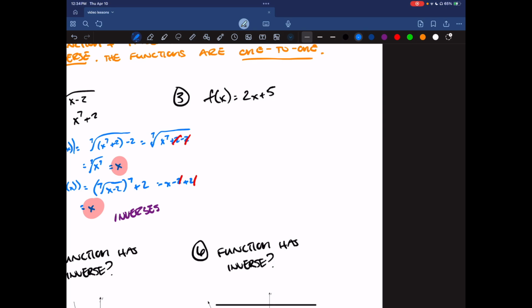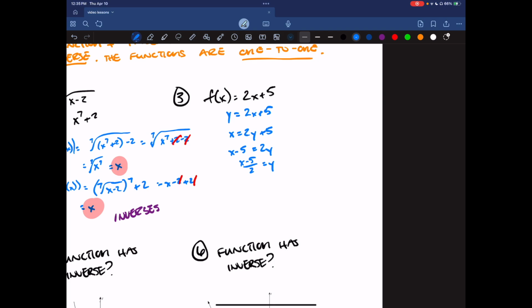Okay, so f of x is the same thing as y equals. So I'm going to say y equals 2x plus 5. All right, and then what I'm going to do now is switch x and y in the places that they hold. So this is going to be x equals 2y plus 5. And now you just simply solve for y to get it by itself again. All right, so I'm going to subtract 5. That's going to be x minus 5 equals 2y. And that's going to be x minus 5 over 2 equals y.